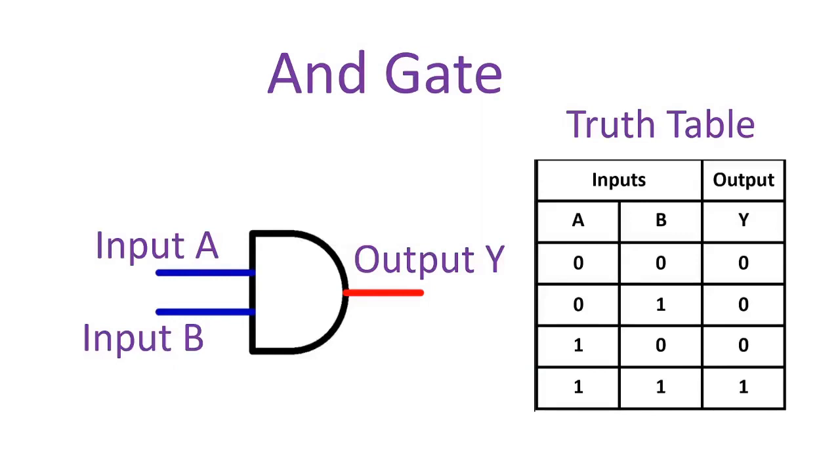And the AND gate behaves according to its truth table. The output of the AND gate is 1 if both inputs A and B are 1. Otherwise, it's 0. If we look here at the truth table, input A is 0, input B is 0, output is 0. Input A is 0, input B is 1, output 0. Input A is 1, input B is 0, output 0. Input A is 1, input B is 1, output is 1.